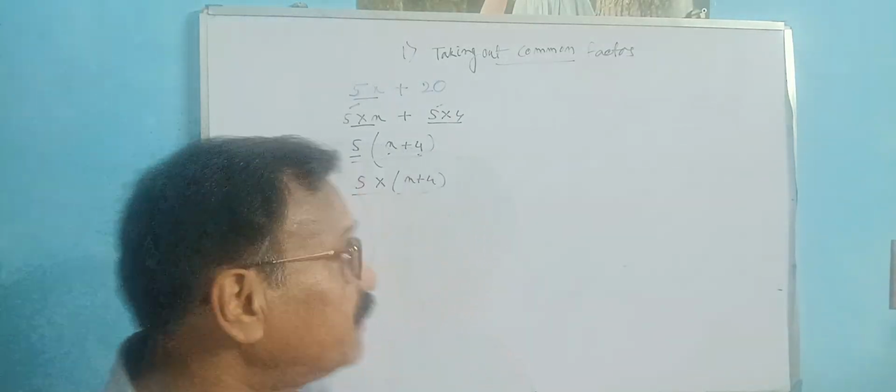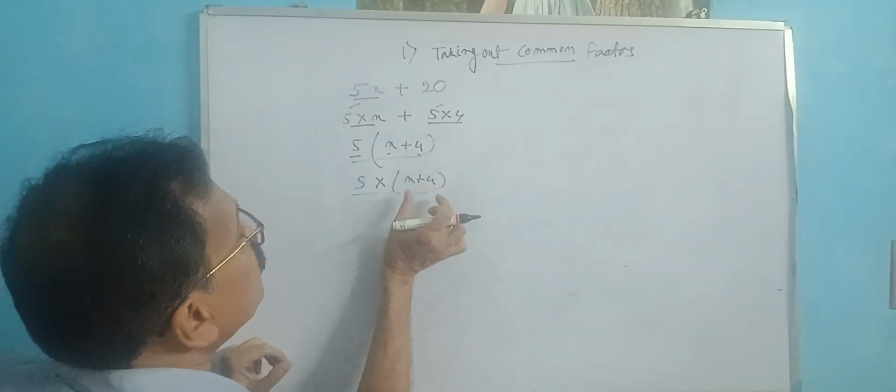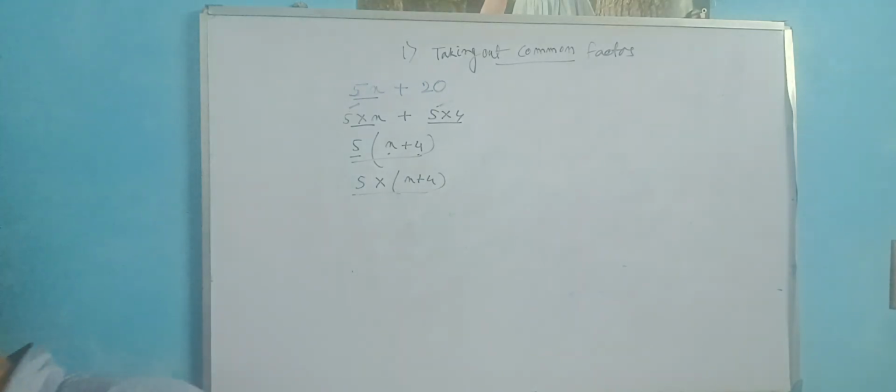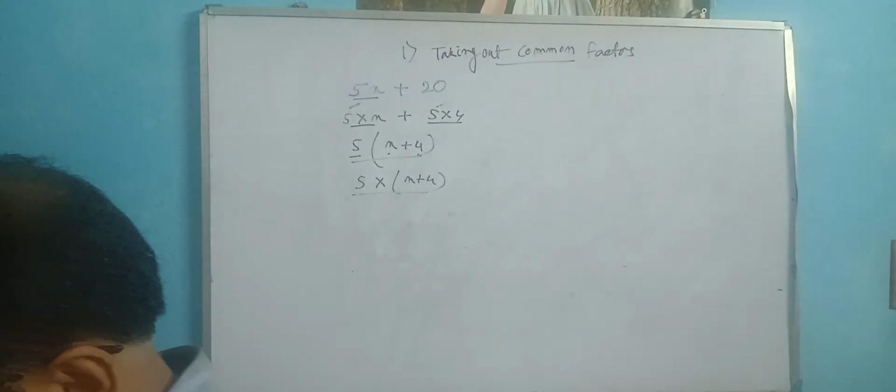Clear? Can I explain it? 5x plus 20, if you divide this by x plus 4, you get the answer 5. Clear? Now the next sum.